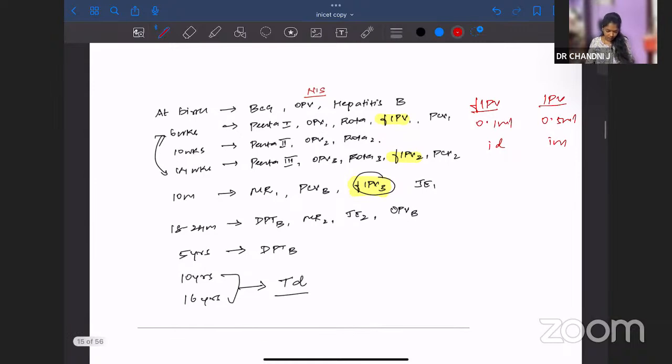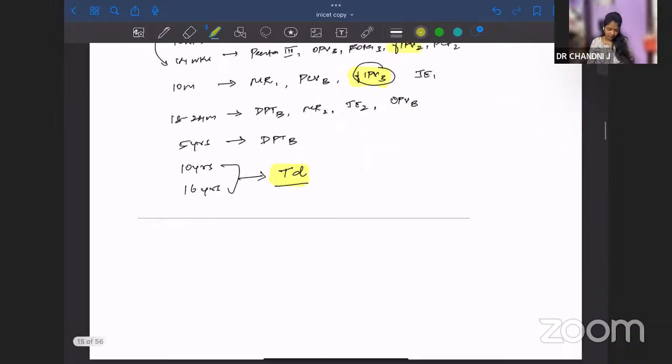And one more thing you have to remember, for 10 years and 16 years, it is TD and not TT. It has been replaced long ago. It is no longer TT, it is TD. These 2 changes alone you remember. Okay.